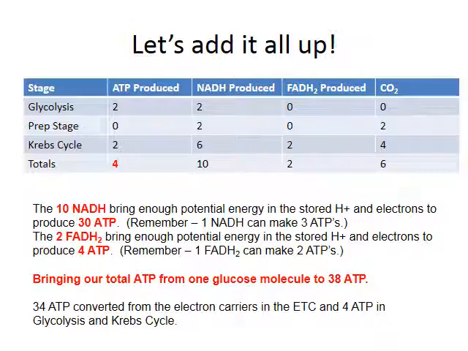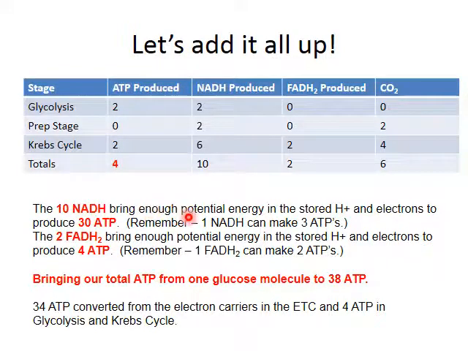All right. So we made 10 NADHs total. So 2 in glycolysis, 2 in the prep stage, 6 in the Krebs cycle. So 10 NADHs. And 2 FADH2s. So this is where we're cashing in the electron transport chain. So those 10 and 2 electron carriers went to the electron transport chain.